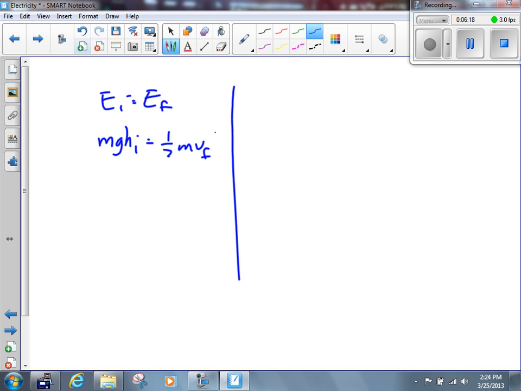Now, when we're solving a problem where the charged particle is speeding up, we're just going to replace that mgh with QV. We're just going to replace the gravitational potential energy with the electric potential energy.